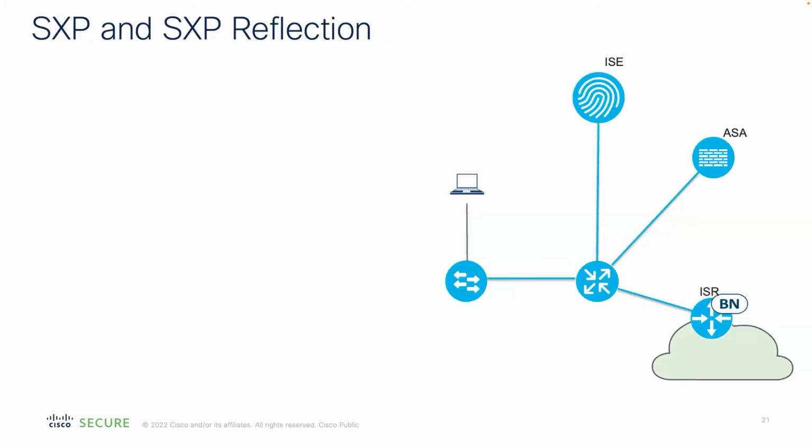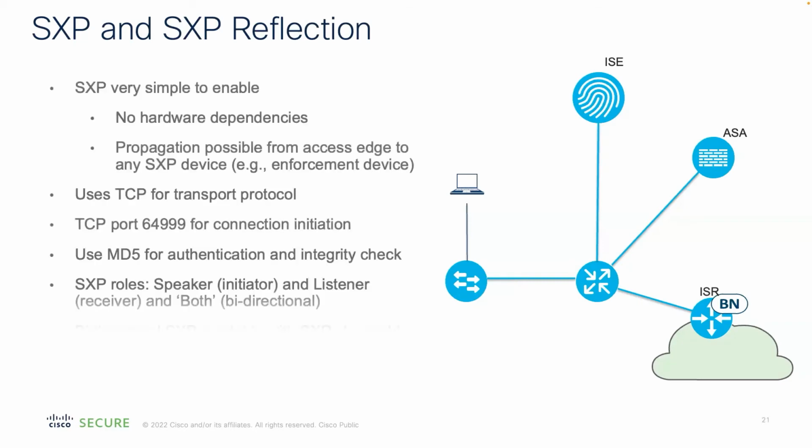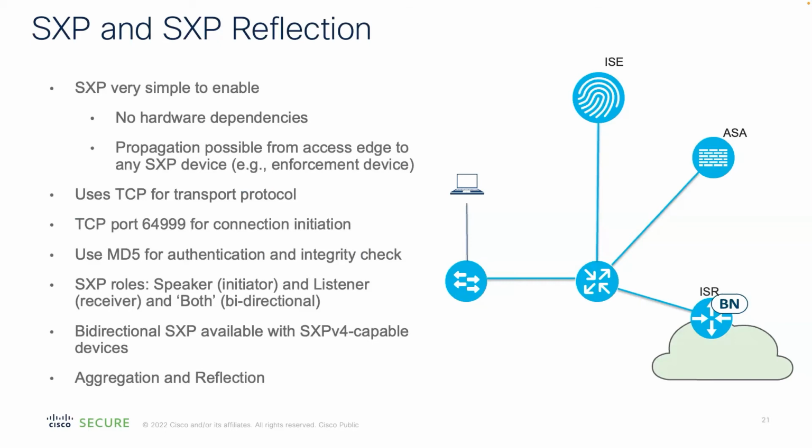So let's talk about SXP and SXP Reflection. And we talked about SXP in the first basic session, but just to recap, it's really just a TCP connection from one device to another using port 64999. And it's just an overlay. I mean, we talk about overlays all the time, you know, CapWap, things like that. There are overlays. People sort of talk about them as being tunnels or what have you. But it's just a TCP connection from one device to another.